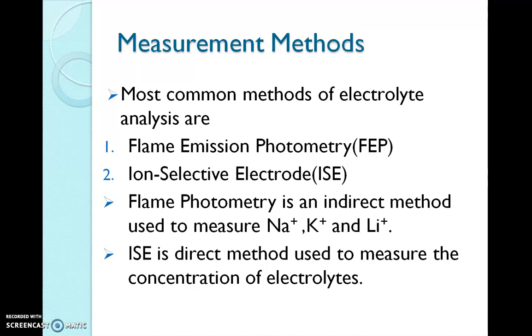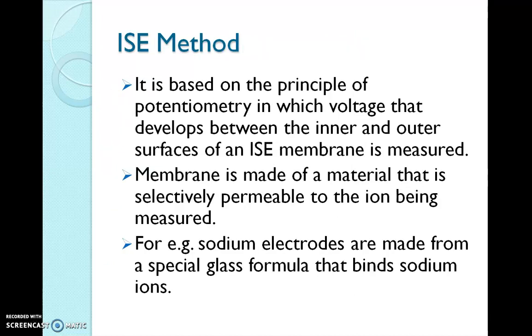Flame photometry is an indirect method, which is used to measure sodium, potassium and lithium. ISE, the ion selective electrode, is the direct and efficient method. It is used to find the concentration of electrolytes present in the blood. Only the ISE method is more popular in finding the electrolytes present in the blood.